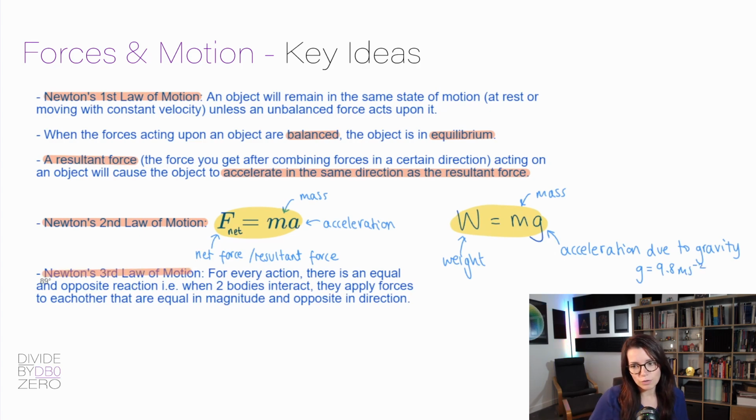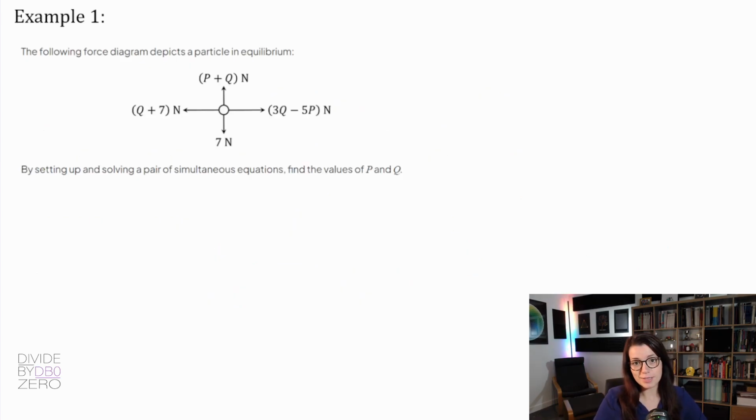Then Newton's third law of motion. For every action, there is an equal and opposite reaction. So when two bodies interact, they apply forces to each other that are equal in magnitude and opposite in direction. Now that we're aware of those ideas, let's take a look at some examples.